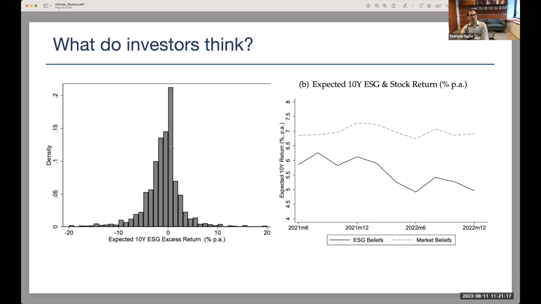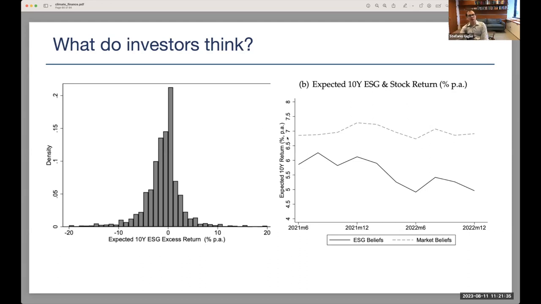And what you see here is the average investor thinks it's going to underperform the market, which is consistent with the story that this is a hedge, and you want to buy this portfolio because you think it's a hedge, right? You're willing to pay a little more, getting lower expected returns, because it's a hedge, okay?